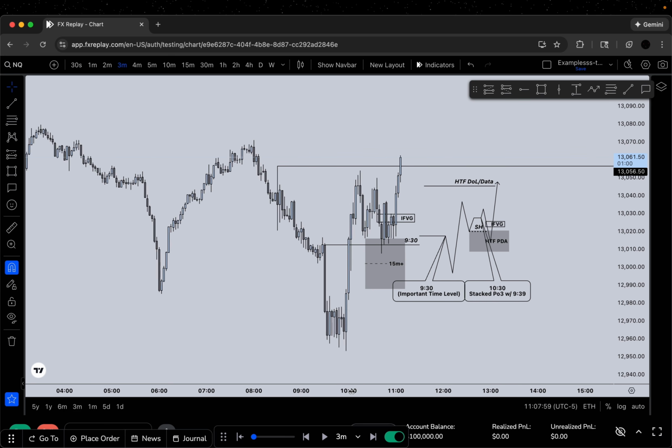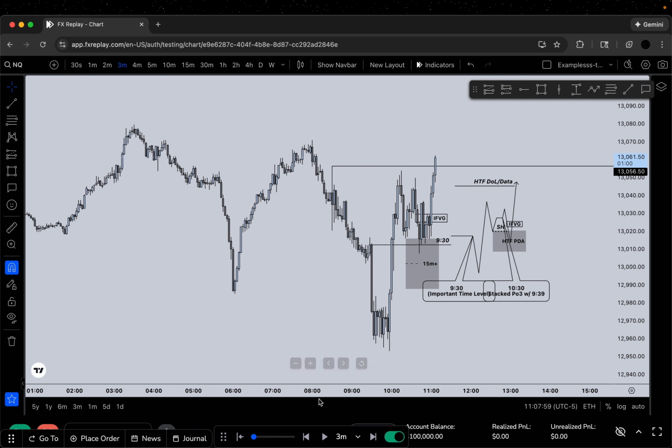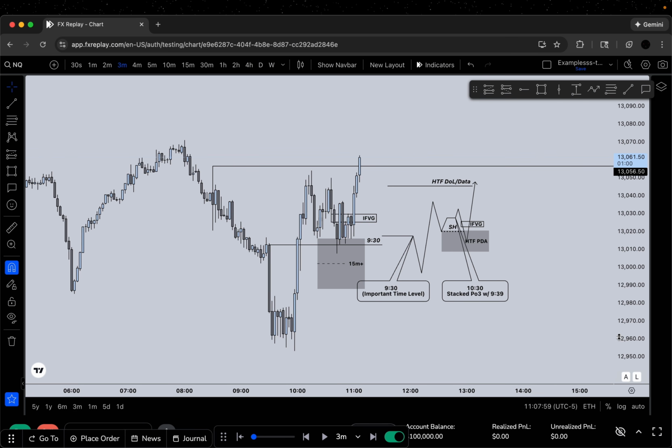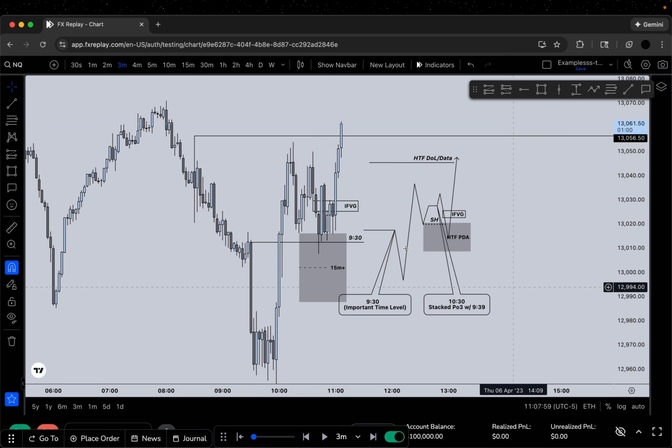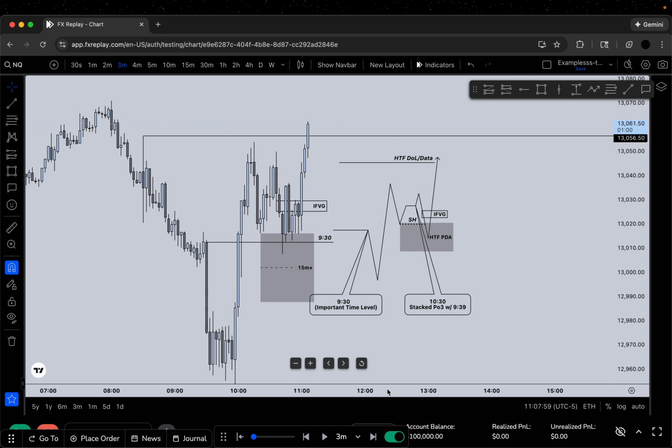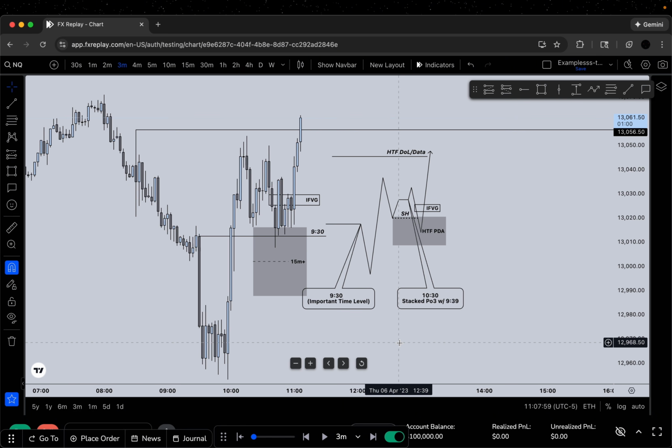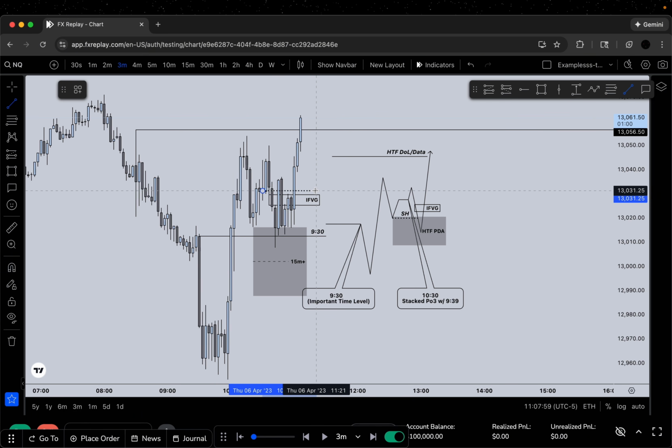We have this data liquidity pool, obviously, our high time frame DOL being that external over there. But what does 1030 do? What is the stacked PO3? Now, I don't have the indicator. I wish I did, so it is a little bit harder to visualize, but 1030 opens on this candle. So 1030 opening right here does what? Well, we print that wick higher.